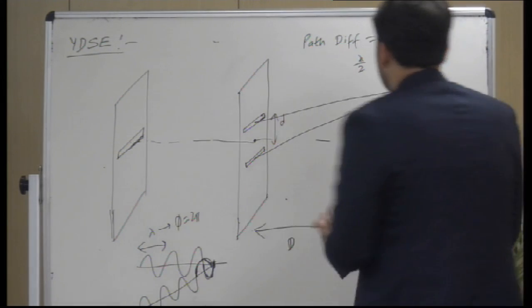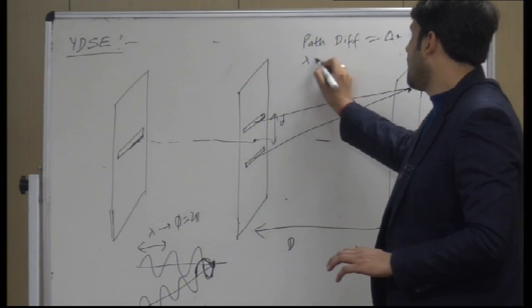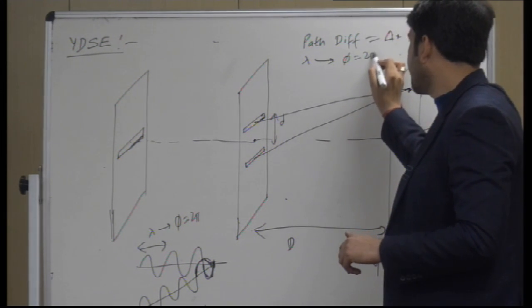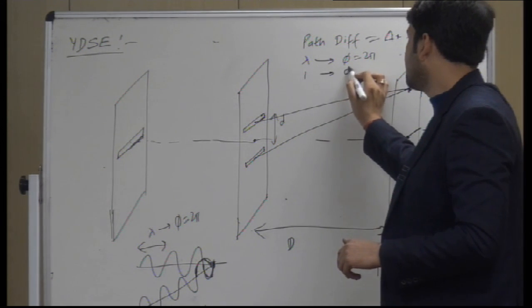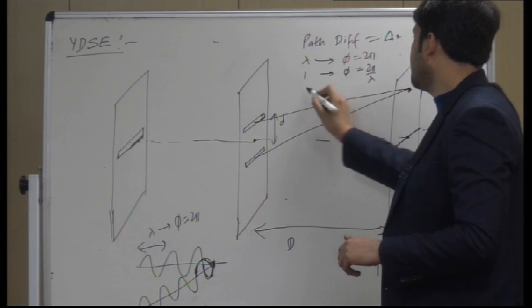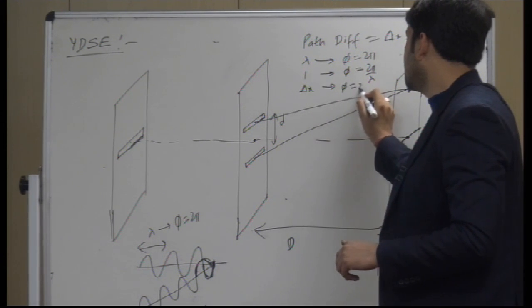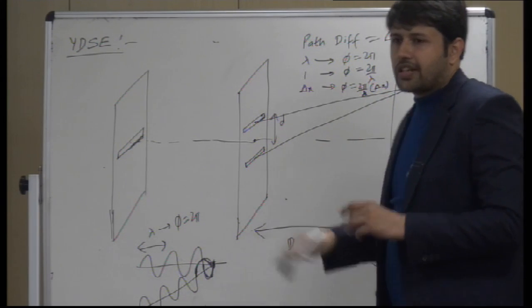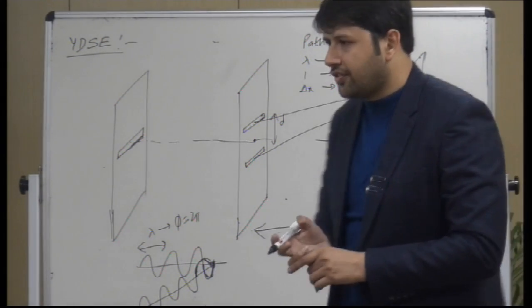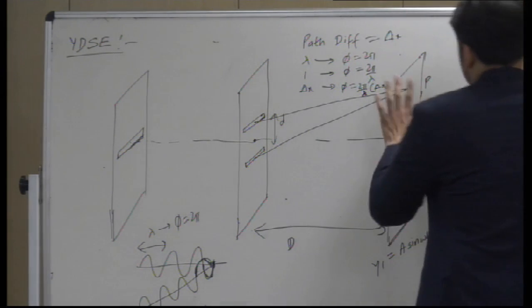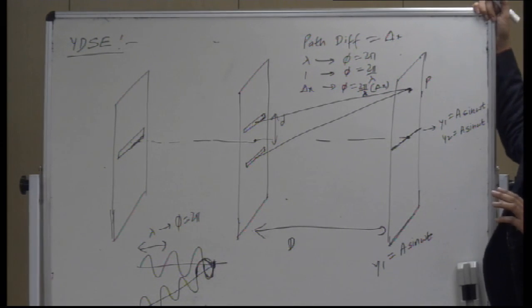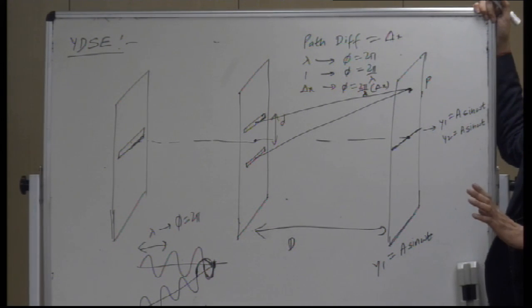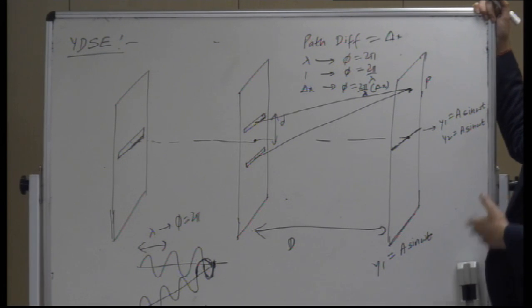So here we can see if lambda is the path difference, then the phase difference would be 2 pi. If 1 is the path difference, the phase difference would be 2 pi by lambda, and if delta x is the path difference, the phase difference is 2 pi by lambda into delta x, right? So whatever the path difference is decides what kind of brightness would be there in the situation, right? And calculation of delta x is the only important step in YDSE or in any form of modified YDSE.